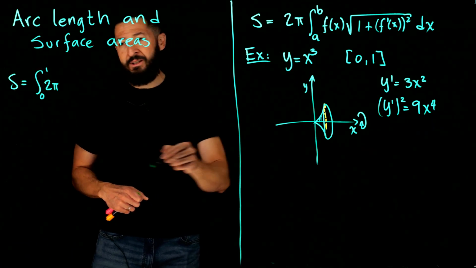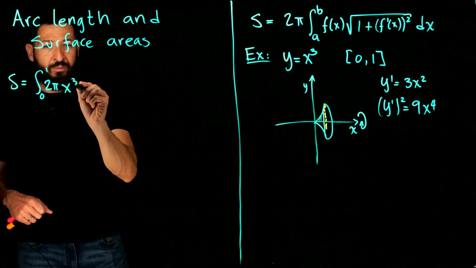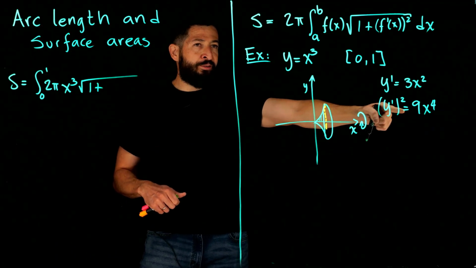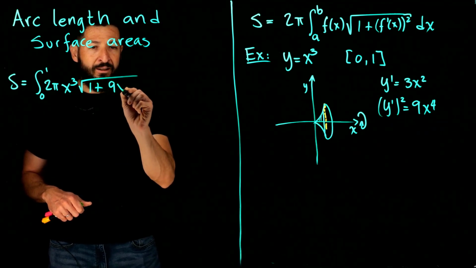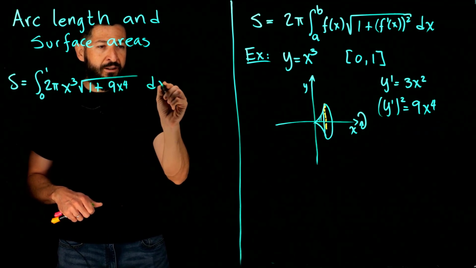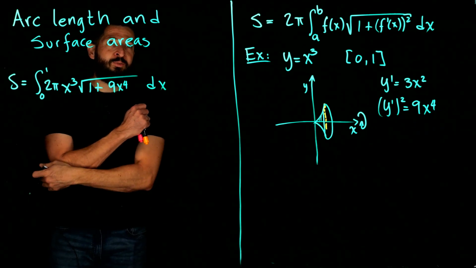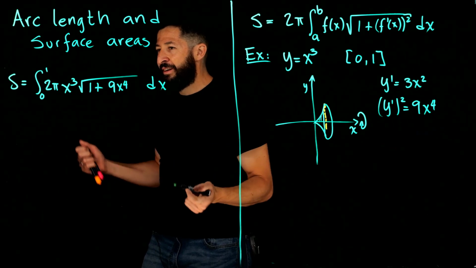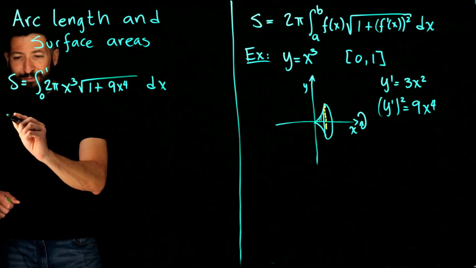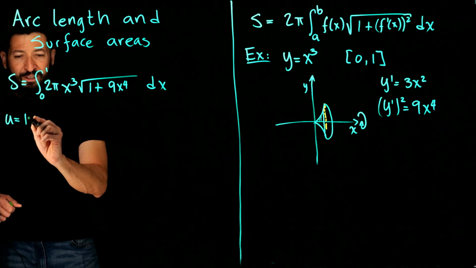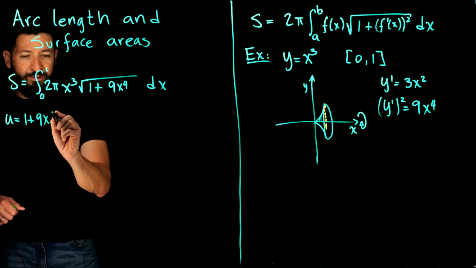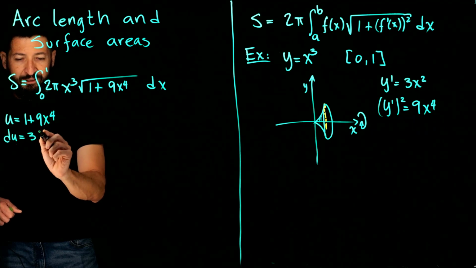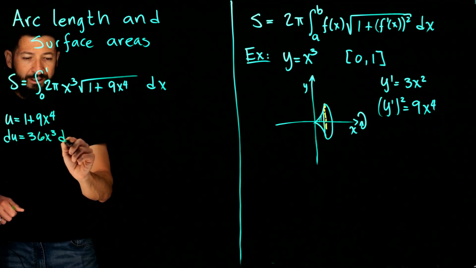Then the function, in this case x cubed, the square root of 1 plus the derivative squared, 9x to the 4th dx. And notice that this one looks very complicated, much more complicated than the ones we had looked at before, because you have that x cubed outside. But notice that that's going to be really nice, because when you do your u substitution for this one, du will be 4 times 9, 36, x cubed dx.